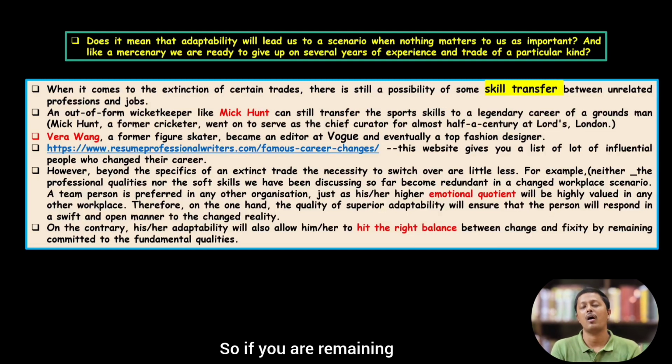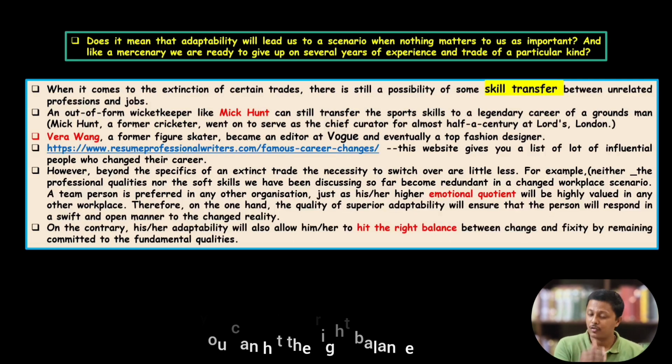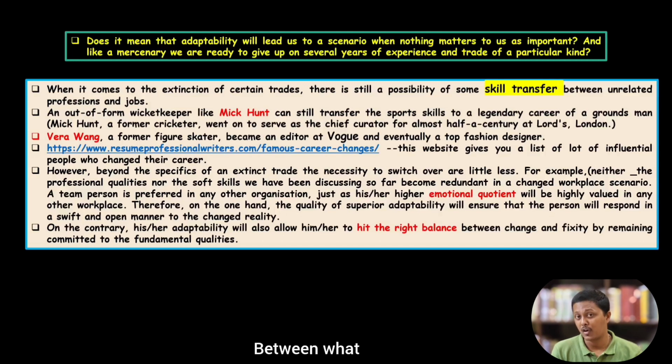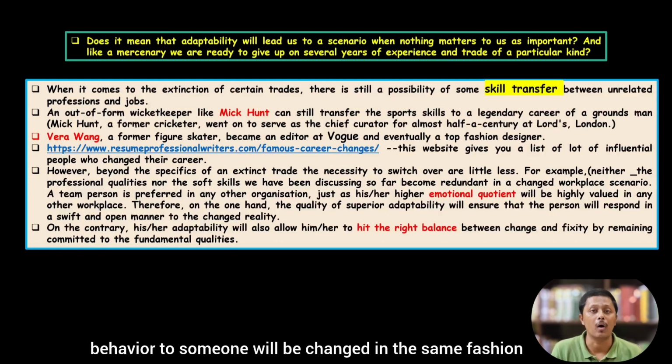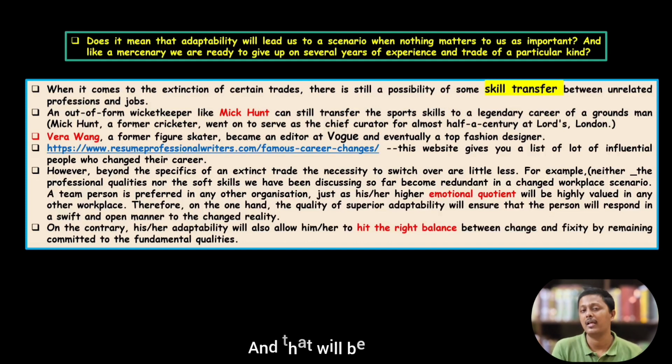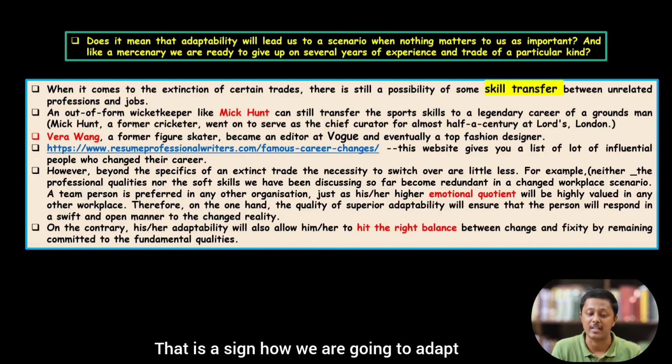So, if you are remaining yourself to the fundamental qualities that we have learned earlier, you can hit the right balance between what? Change and fixity. So, something is changing, something is going to be fixed. And in that way, your behavior to someone will be changed in the same fashion. And that will be your idea to adapt. That is a sign of how we are going to adapt.